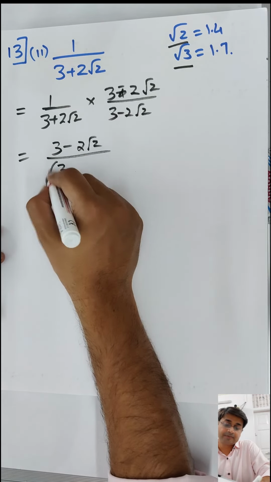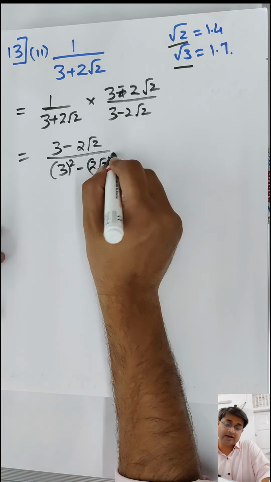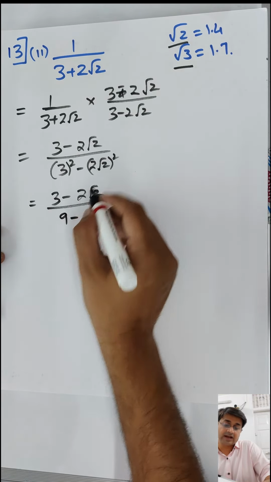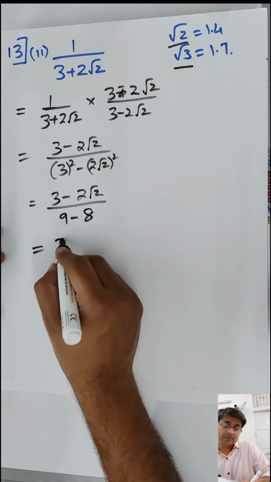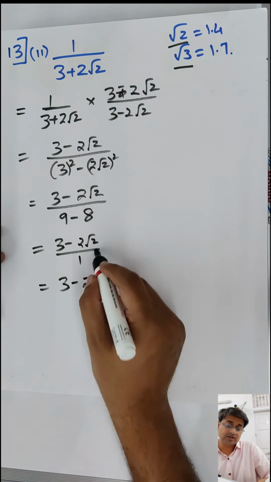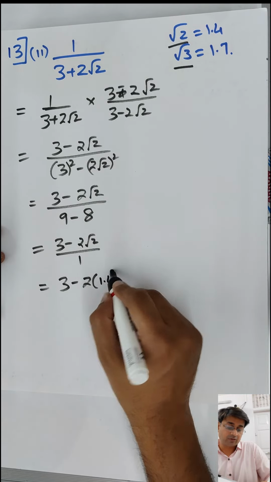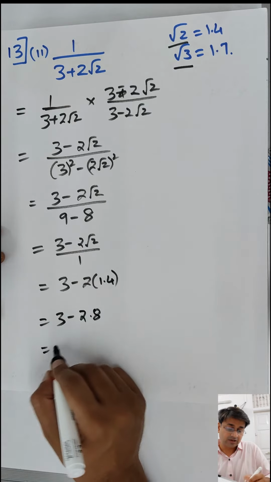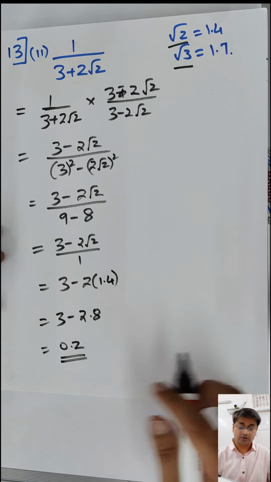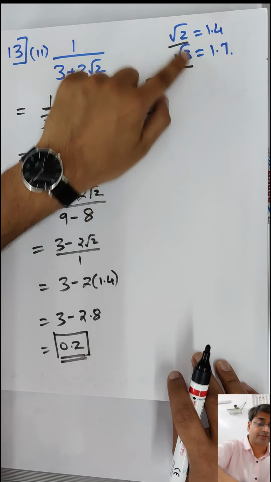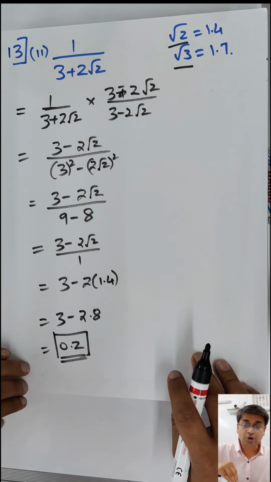So in the numerator, denominator a square minus b square. So 3 minus 2 root 2, 3 square is 9, 2 square 4 2s are 8. So 3 minus 2 root 2 upon 1. So 3 minus root 2 is 1.4. Now you substitute. Okay, so 3 minus 2.8. So your answer should be 0.2. Easy. Exactly same as 13 part 1 and 3. You just have to substitute this in the end. So I thought I'll show you the flow and then you can easily handle it.